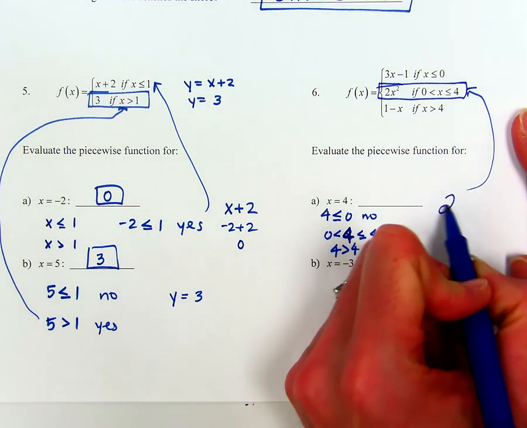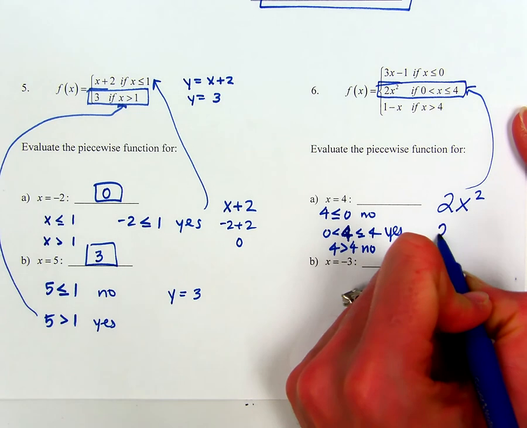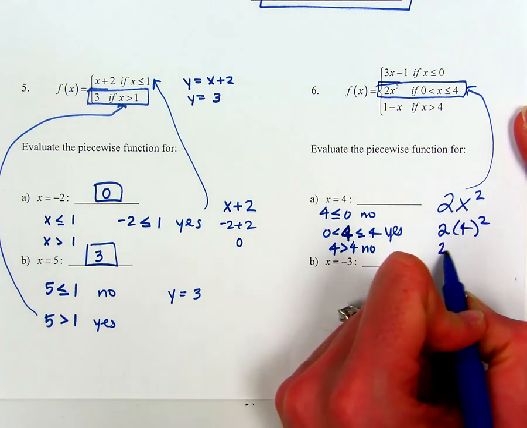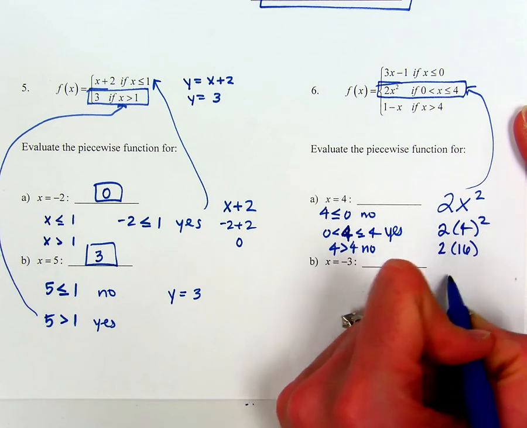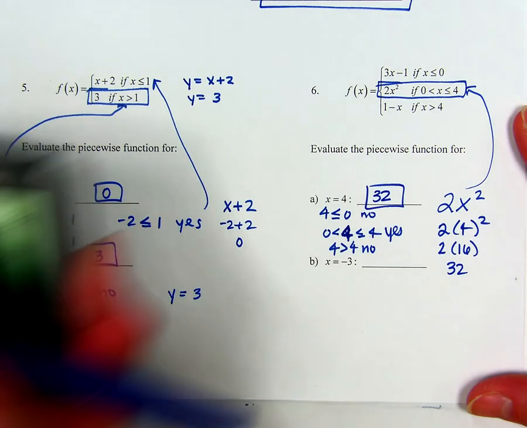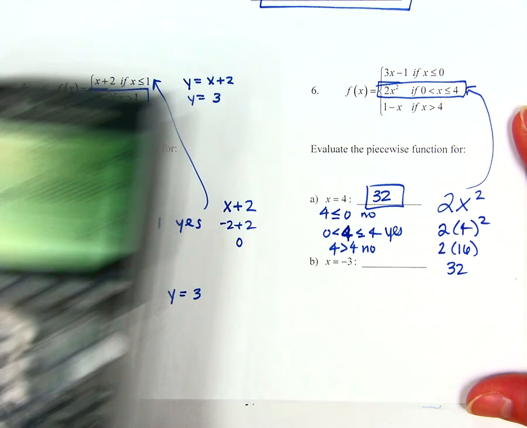So my actual expression that I'm substituting in for is 2x squared. So 2 times what squared? The number is 4. So that is 2 times 16, because you have to do 4 squared first, which is 32. All right, if you want to, you can do this in your calculator. So 2 times 4 squared is 32.